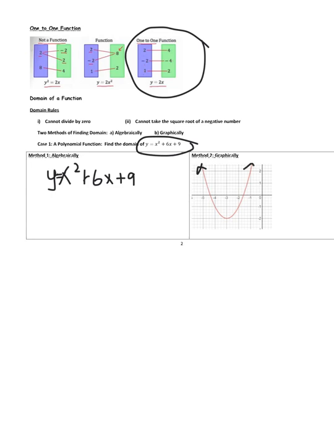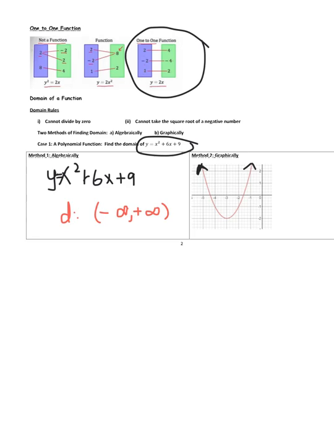Another easy way of looking at this is, can I substitute any x value into this equation? Or is there any value of x which is not acceptable? And I know the answer is no. So that means the domain is all x values. And the way I'm going to write the domain, I'm going to use the interval notation. So it's going to be from negative infinity to positive infinity.